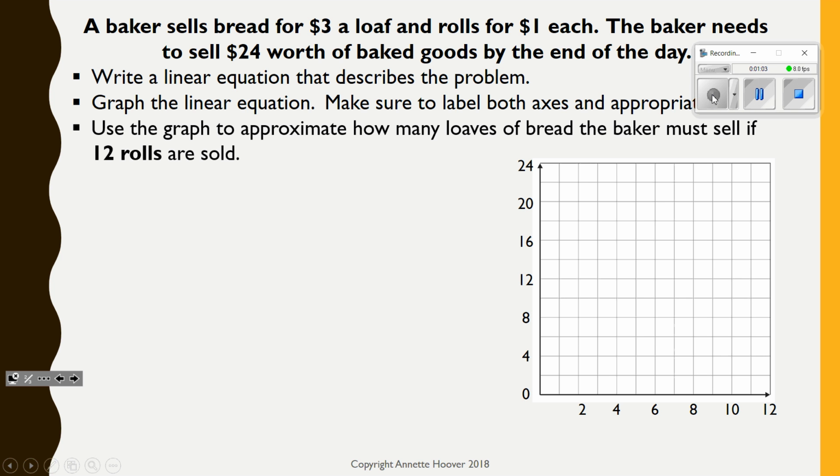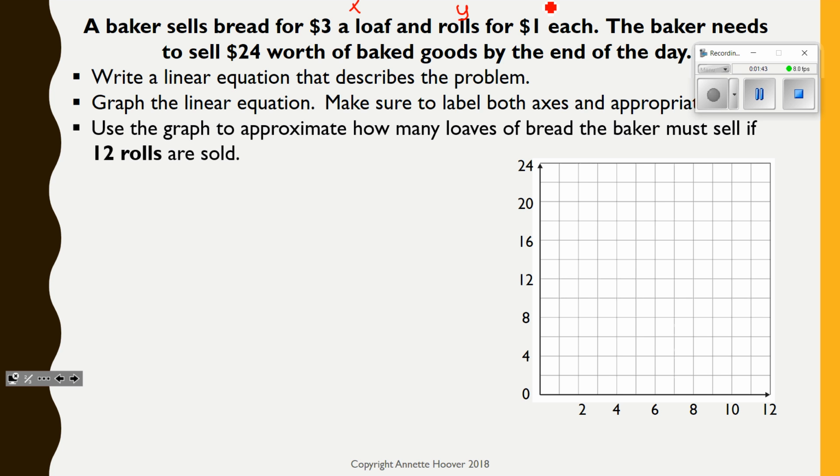Okay, so first let's think about how we would like to label our axes. We always look for the independent and dependent variables. We have two variables: loaves of bread and rolls. Now there are instances where one of them is really not dependent on the other. Here you have two items that you're selling, and neither is really dependent on the other, so you just have to make a decision about which is which. We're going to say that the loaves of bread are going to be on the x-axis and the rolls are going to be on the y-axis.